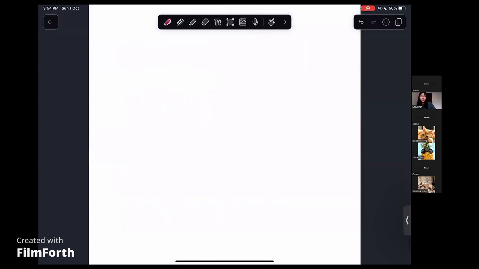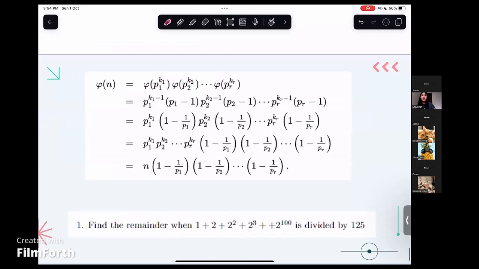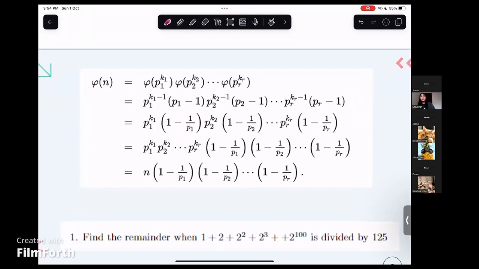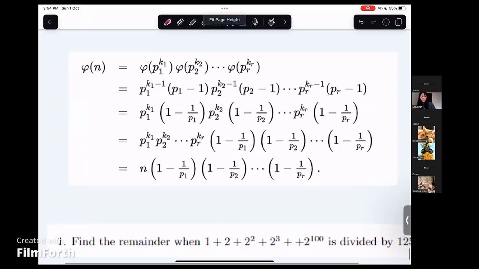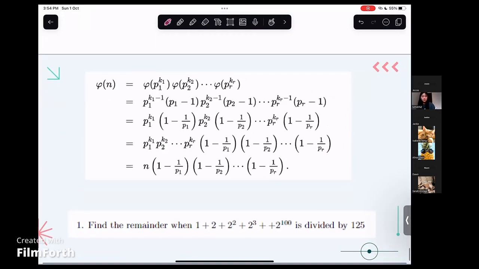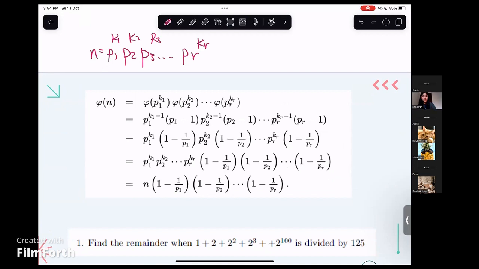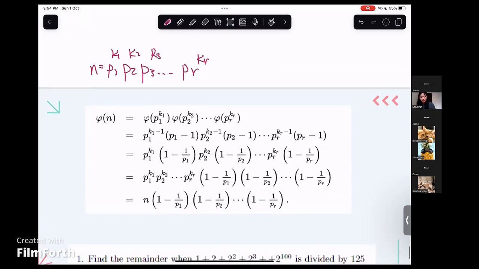Okay, then what if we just have a general number n, right? Yes, I will definitely send these slides to you guys a little bit later. So now let's consider a general number n. So first we have to find the prime factorization of n, which in this case is p1^k1 up to pr^kr, right? So that's the prime factorization of n. Well, from before, for the phi of n, we should be able to split every prime out, right?